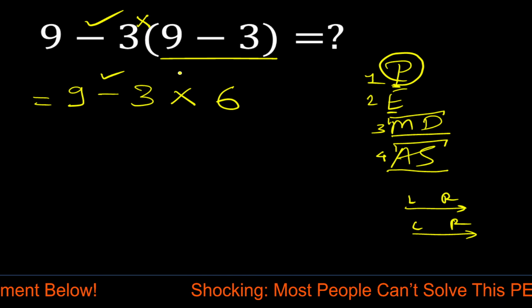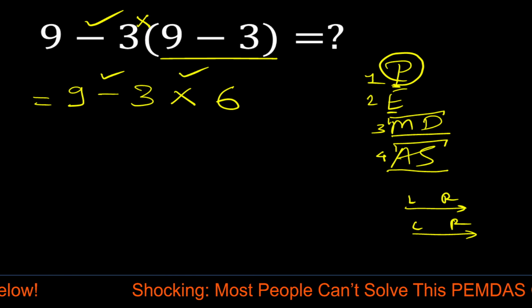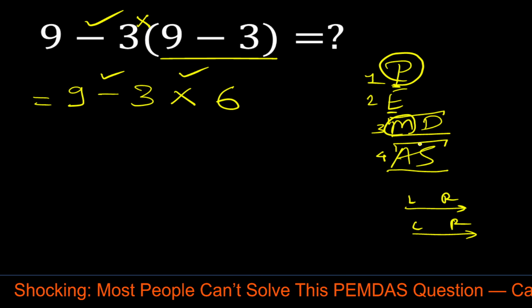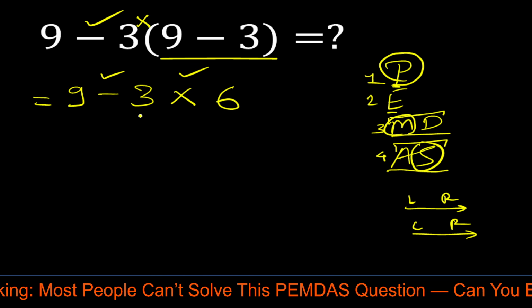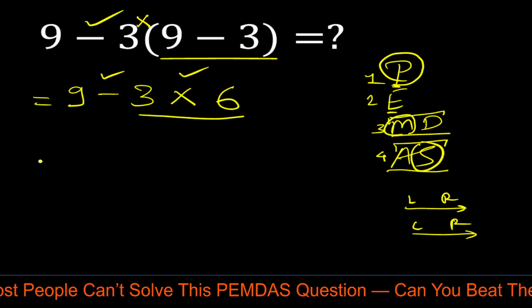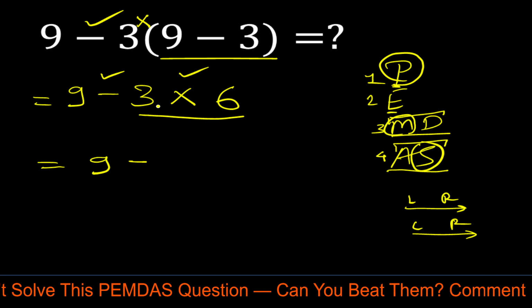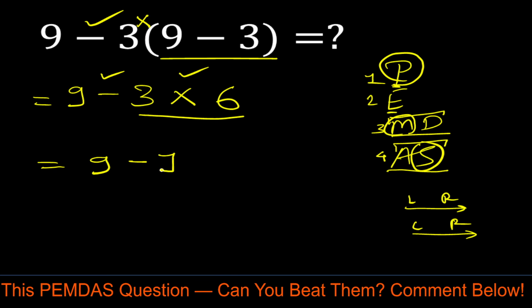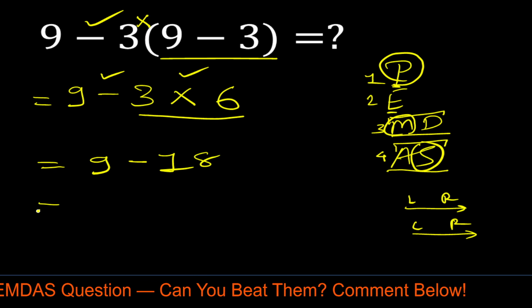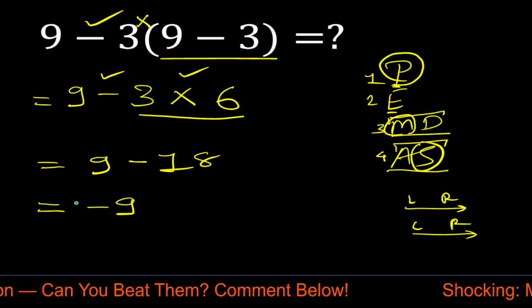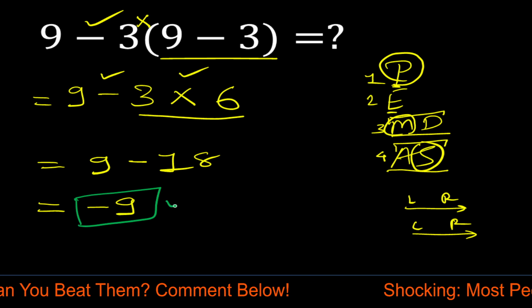Now here we have subtraction and here multiplication. So according to the PEMDAS rule, first we have to solve multiplication, then we have to solve subtraction, right? So first we have to solve this multiplication. So 9 minus, now solve this multiplication, 3 times 6 is equal to 18. So 9 minus 18 is equal to minus 9, right? So the correct answer is minus 9.